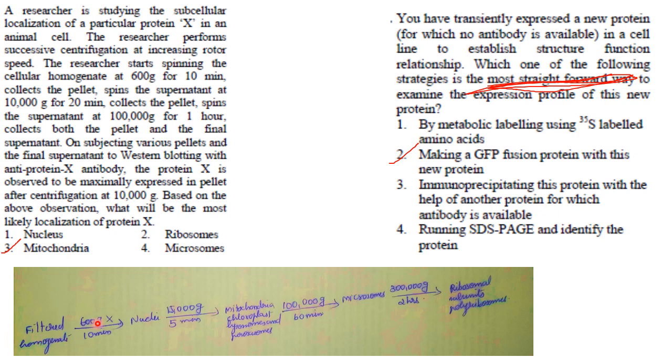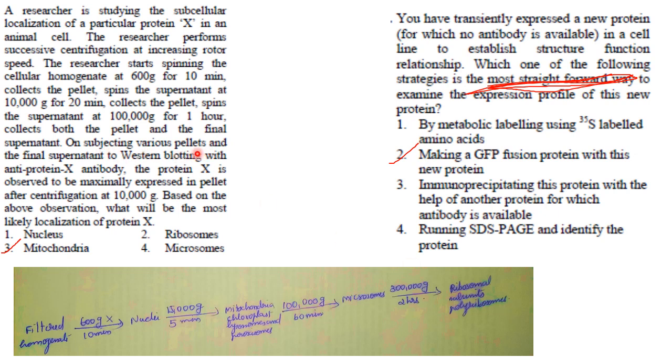Filtered homogenate, and if you spin at 600 G for 10 minutes, nuclei will be separated. If it is at 10,000 G or 15,000 G, mitochondria, chloroplast, lysosomes and peroxisomes will get separated. If it is at 100,000 G for 60 minutes, microsomes will get separated. And if it is at 300,000 G for 2 hours, ribosomal subunits and polyribosomes get separated.